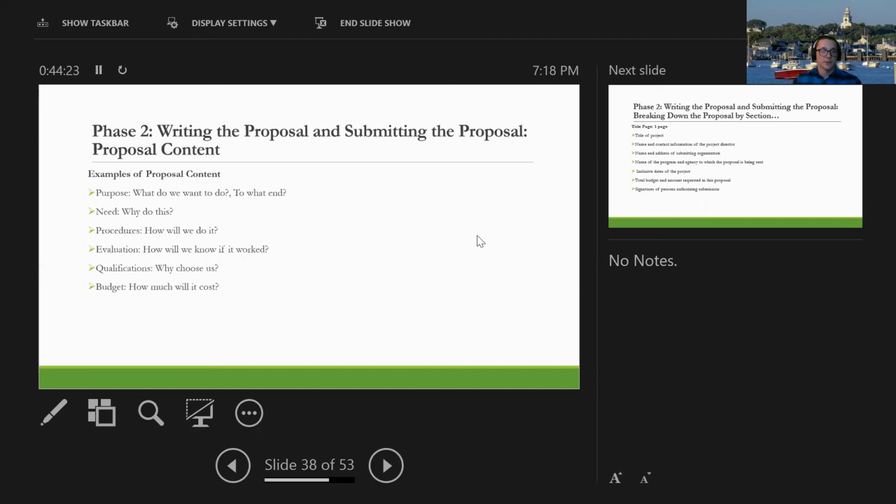And so, examples of proposal content. We talk about the purpose: what do we want to do, to what end? That's important. The need: why do this? Procedures, so objectives, in other words, how will we do it? The evaluation: how will we know if it worked? The qualifications: why choose us? Validate yourself. And then budget.